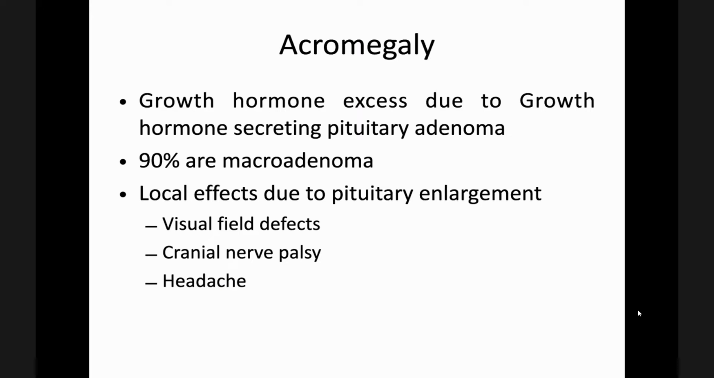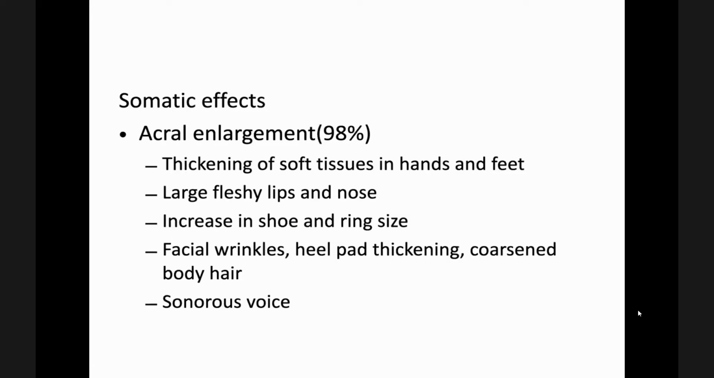So if there is optic nerve involvement, then visual field defects can occur, then cranial nerve involvement, cranial nerve palsies, and meningeal irritation like headache can occur. So acromegaly features like acral enlargement can occur, large fleshy thickening of soft tissues in hands and feet, enlargement of lips and nose, increase in shoe and hat size, facial wrinkles, heel pad thickening, coarsened body hair.